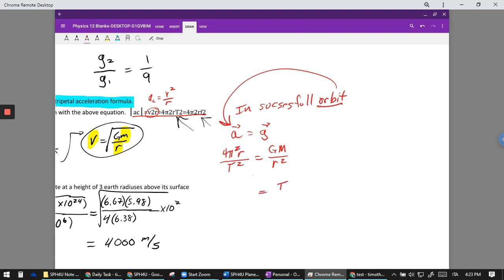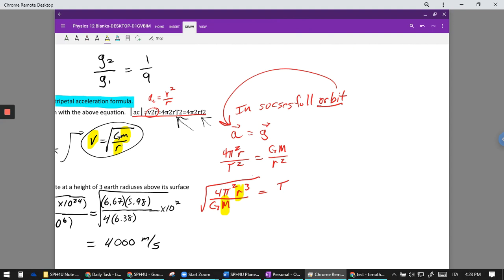So I'm going to get T squared. I'm going to keep my 4 pi squared, my G and my M. I'm going to get an r to the third over here. And then I've got everything square rooted. This is going to be your orbital period at a certain distance r from an object of mass M.